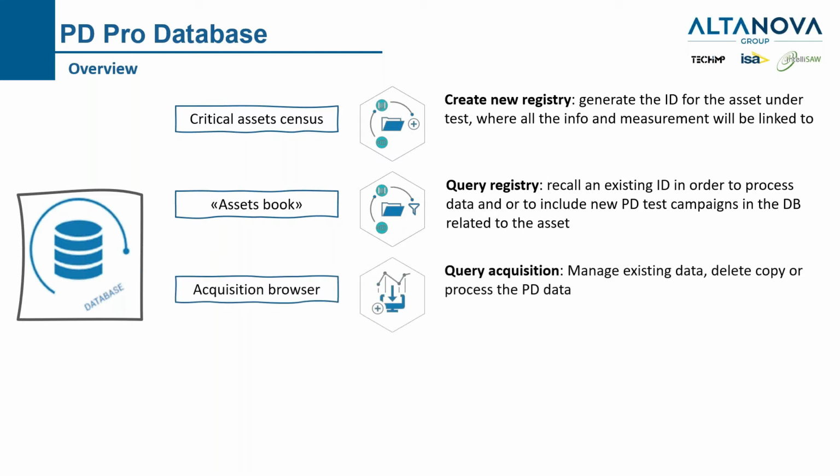Then we can use it as a browser. Once we have created the DB, we have all the functions to manage the existing data. We can, for example, look for the data related to a certain voltage level of cable, to a certain kind of motor, and we can see all the acquisitions related to these filters. It can also be included with the PD identification tool. If we identify a certain kind of PD, depending on the asset, we can save this identification and recall it as a browser function.